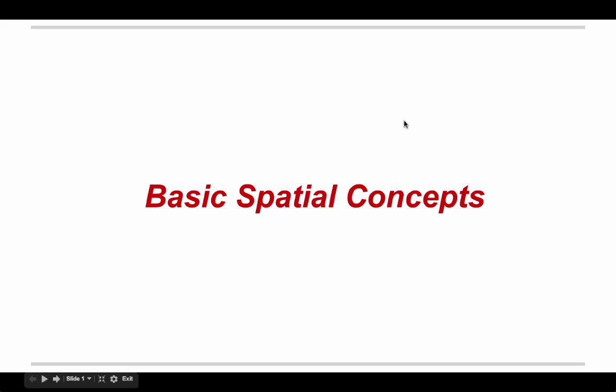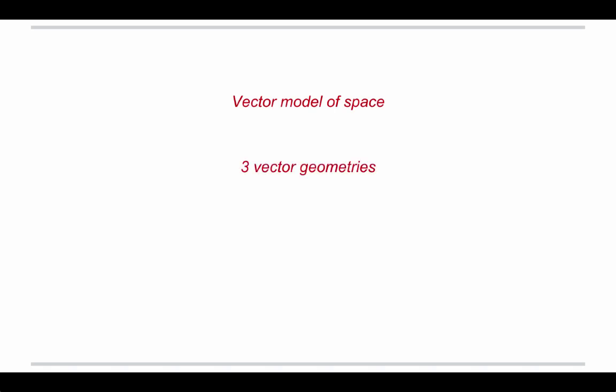So in this video, we're going to be covering some basic spatial concepts from the realm of geography before we get started in our software. So the main concepts for this video are a vector model of space and its corresponding three vector geometries, knowing what a layer versus a feature is, and finally understanding what attribute data is.